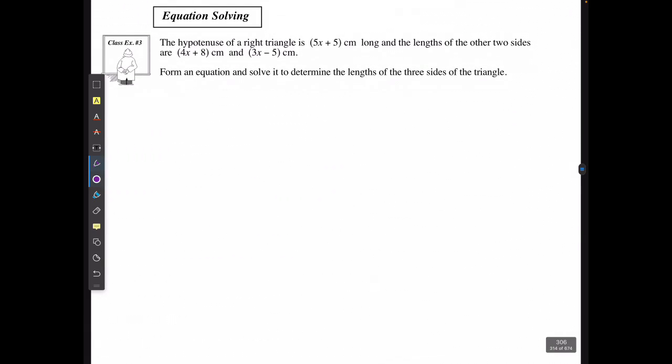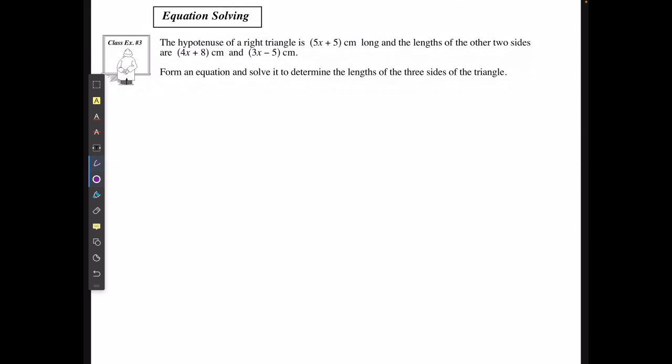All right, last example. The hypotenuse of a right triangle is 5x plus 5. The lengths of the other two sides are 4x plus 8 and 3x minus 5. Form an equation and solve it to determine the lengths of the three sides of the triangle.